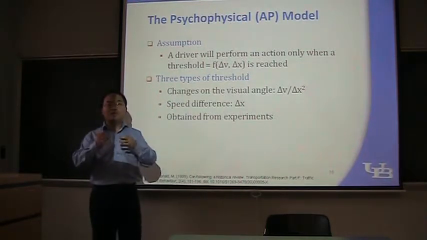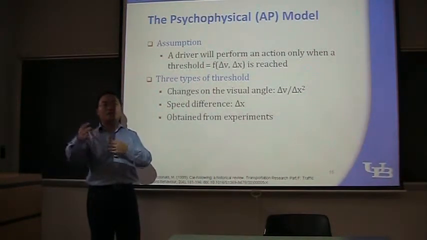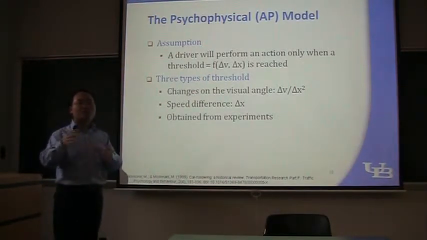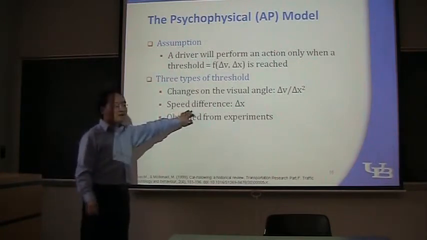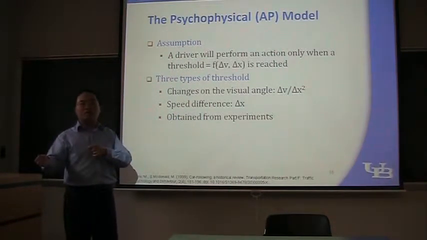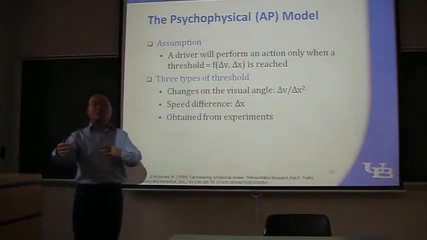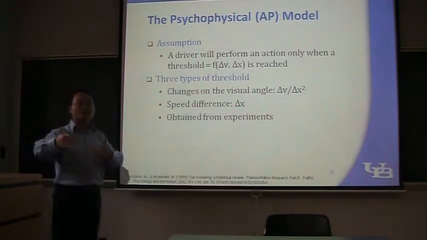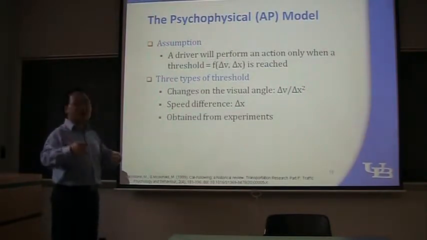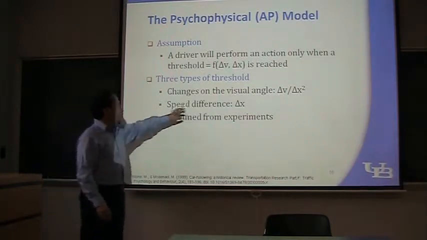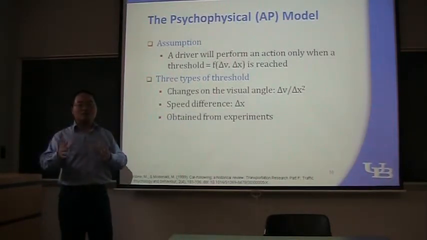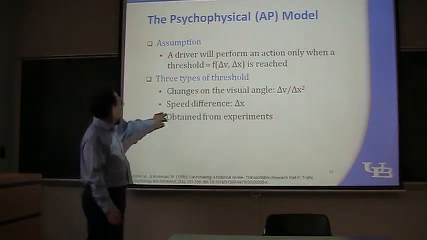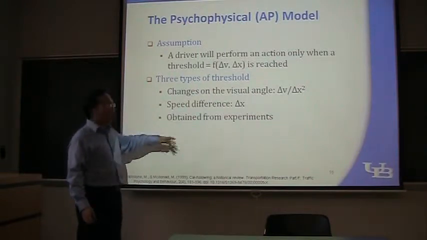This means if the driver cannot detect any change of their relative position, so if delta x doesn't change, that means delta v doesn't change. So they're very similar. Delta x indicates delta v. If delta x is not changing, that means the delta v is not changing. Correct? Our relative distance doesn't change. That means we have no speed difference. If this changes, it has to exceed a threshold for me to observe it, to detect it. Correct? The third kind of threshold is obtained from experiments.